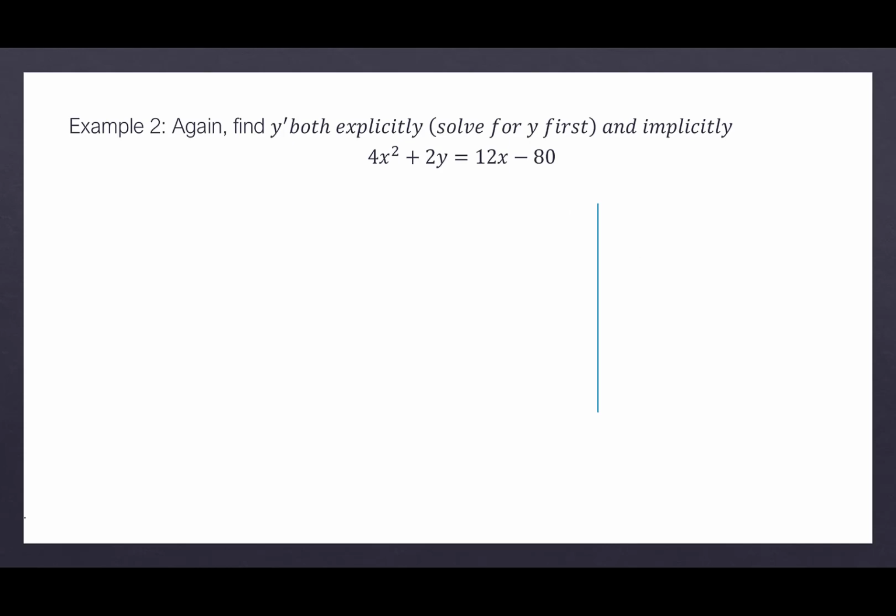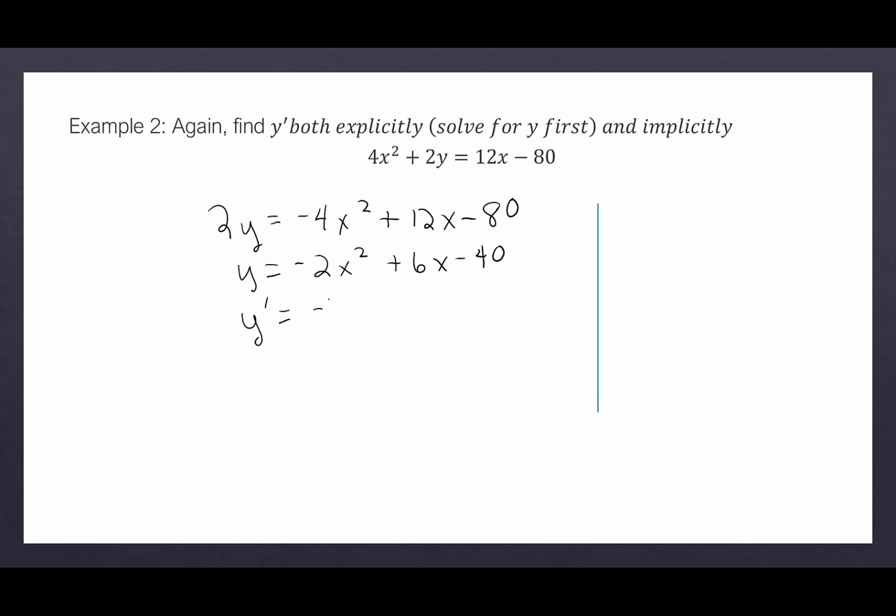Example 2. Find y prime both explicitly, solving for y first, and then implicitly. So we're starting with 4x squared plus 2y equals 12x minus 80. I'm going to solve for y. So I have 2y is negative 4x squared plus 12x minus 80. Let's divide by 2. I get negative 2x squared plus 6x minus 40. Now I can find y prime by taking the derivative. Negative 2x squared becomes negative 4x, 6x becomes 6, and the 40 is gone.